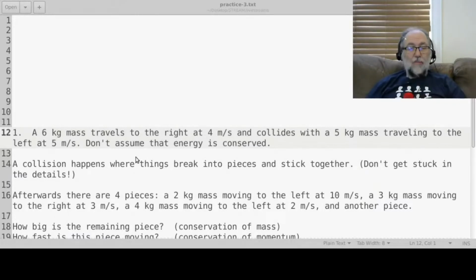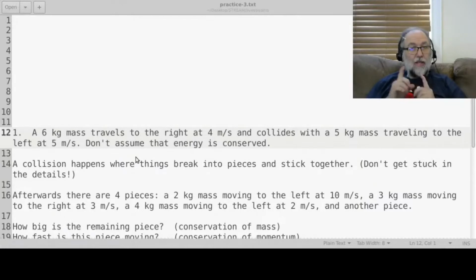That's not the way it works with momentum. Whereas with energy, you'll see energy dissipated, and so you might not have conservation of energy in these problems. Momentum is going to be conserved. Okay, having said that, that's the initial situation.